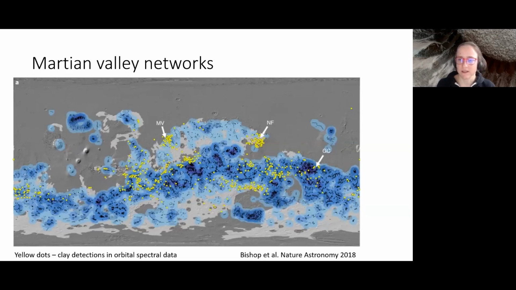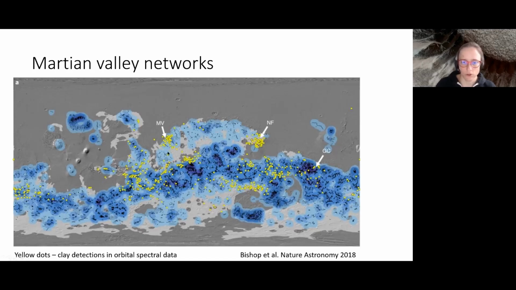The blue lines indicate the density in the regional area, and the yellow, this is a really important thing to note, are the detections of clay from orbital data. And you can see that where there are clays, there are also valley networks, and we think these two things are related, that you need the water that comes in to create the valley networks in order to have the long alteration period with water that you need to make clays.